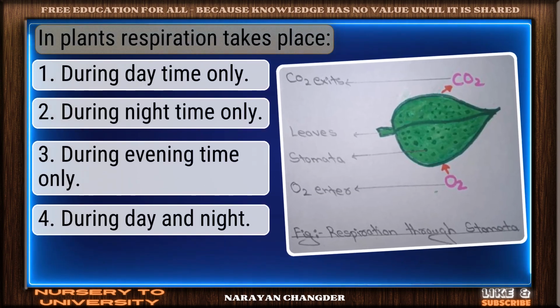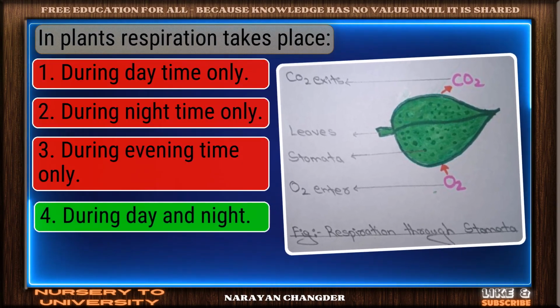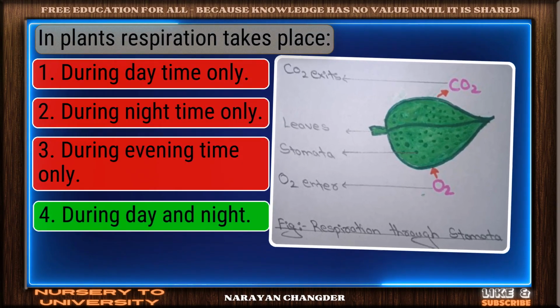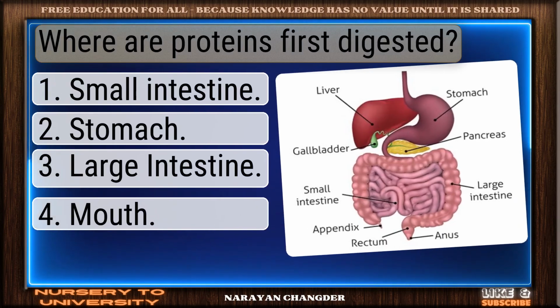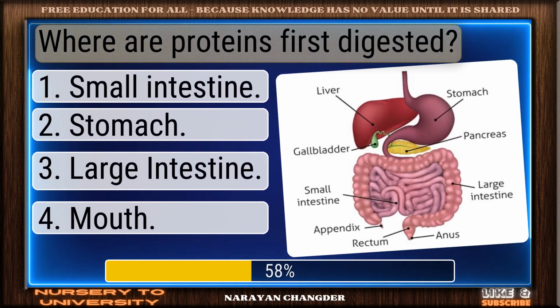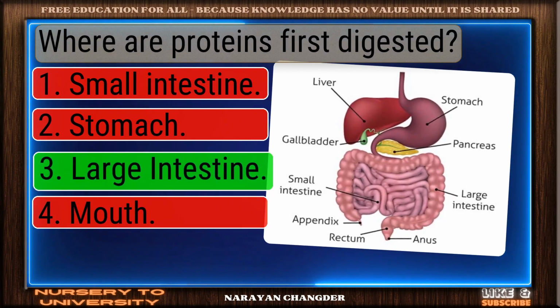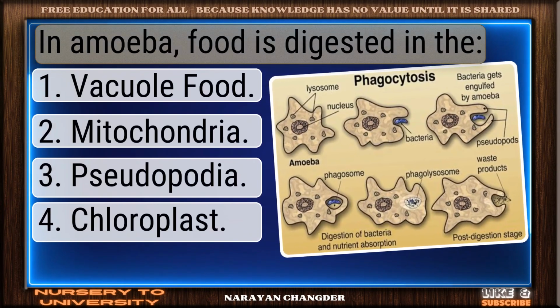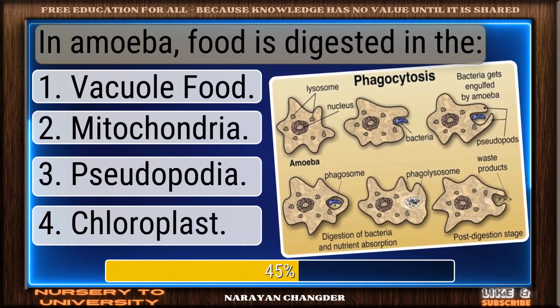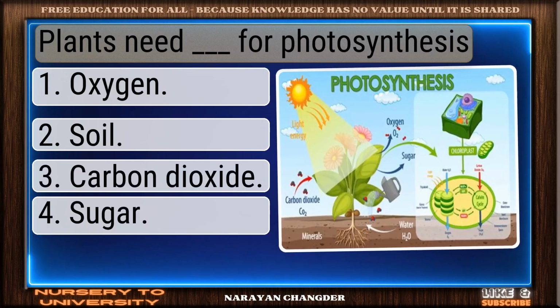In plants, respiration takes place. Good job. During day and night works well. Where are proteins first digested? Well reasoned. Large intestine is correct. In amoeba, food is digested in the. You got it. Food vacuole fits.